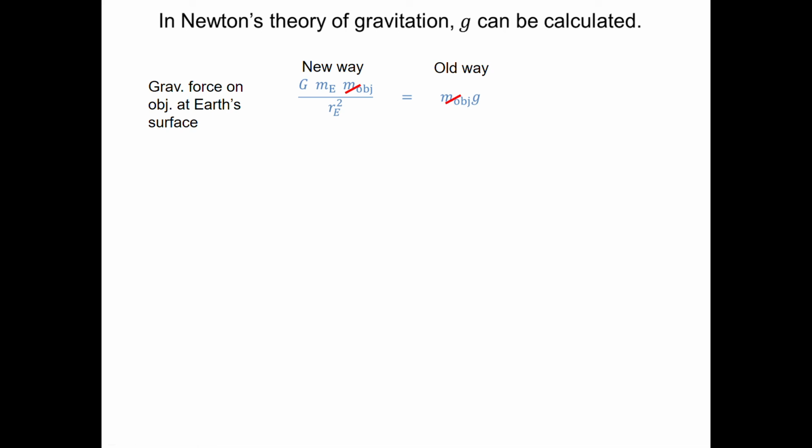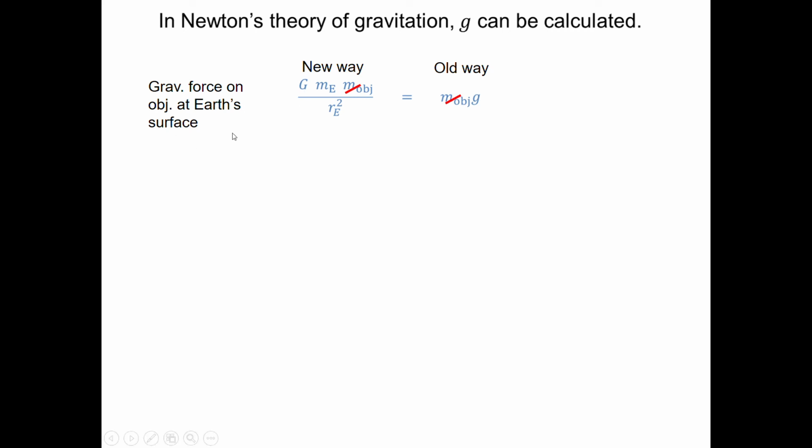Now in Newton's theory of gravitation, little g can actually be calculated. So little g, the value 9.8 meters per second squared, is a consequence of Newton's theory. So that explains things at a deeper level. There are still new mysteries. You might ask, well, then why is capital G the value it is? But at least it's explaining it at a deeper level.